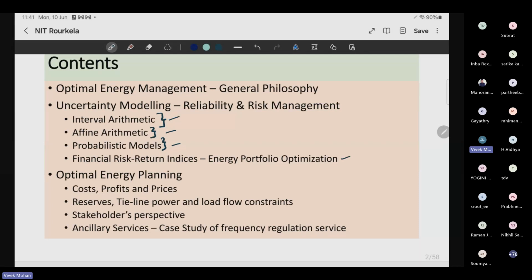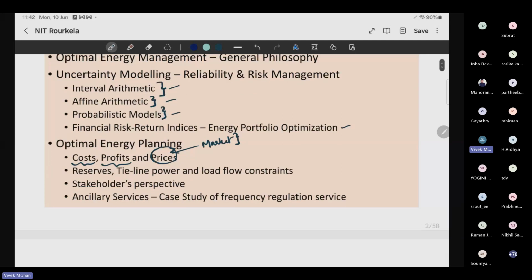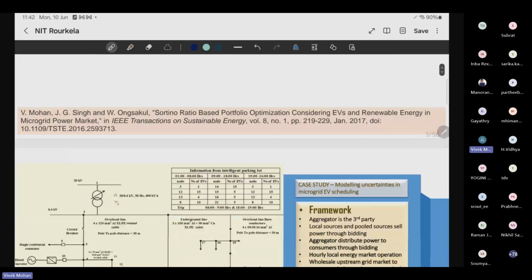Now, how to model the objective. Cost can be an objective, then profit can be another objective, or we can play with the prices also. Prices depend on the market equilibrium or the demand supply curve. Still, we have some control over the prices that we'll see in this particular presentation. Now, stakeholders' perspective: which stakeholder we are identifying and what is the objective to be formulated for each of the stakeholders. So these are the things we'll be discussing.